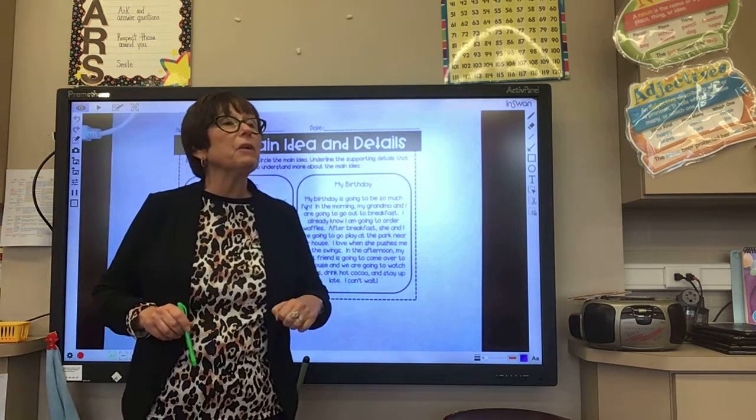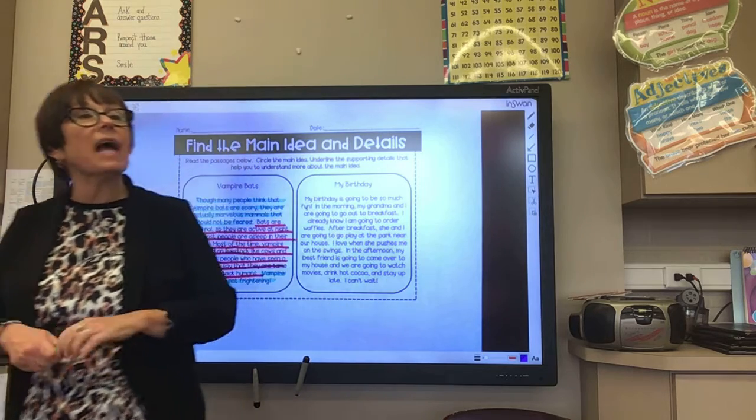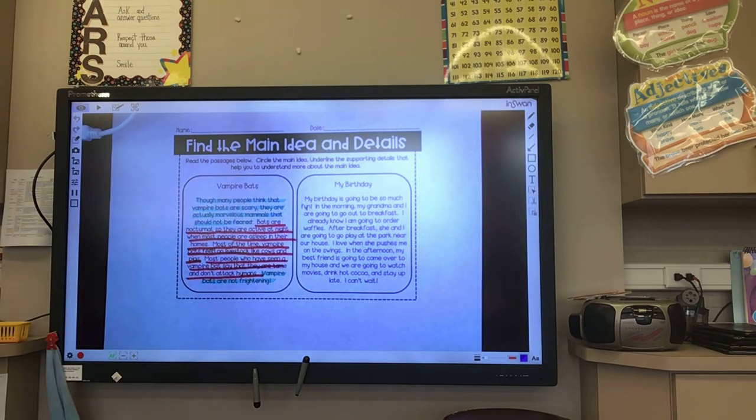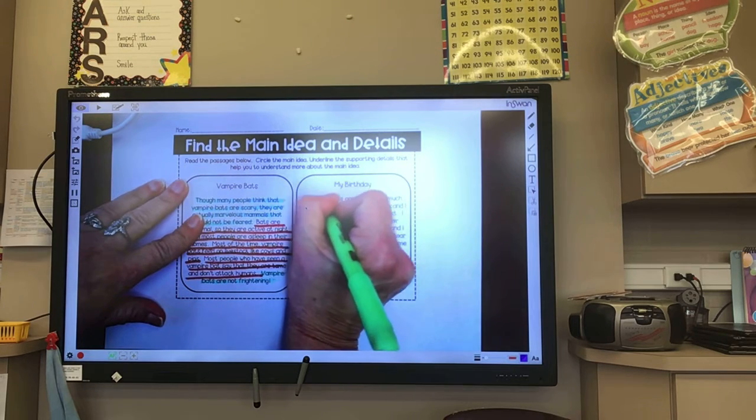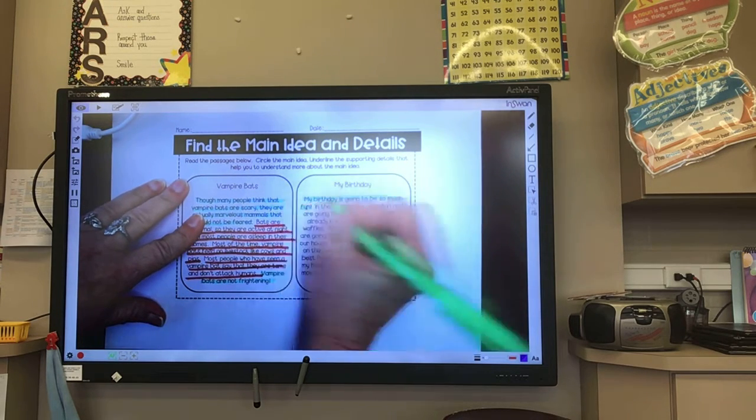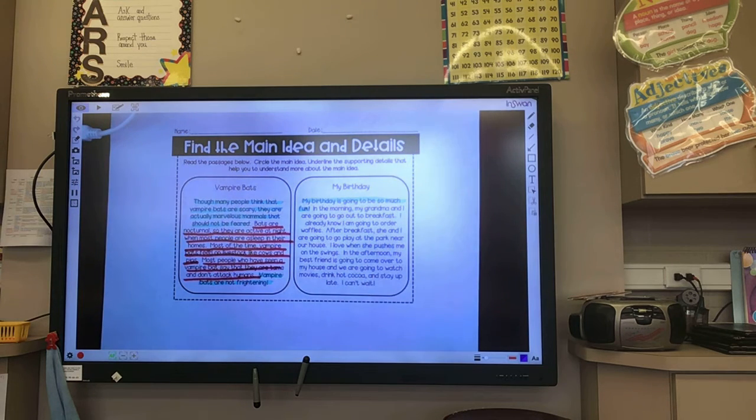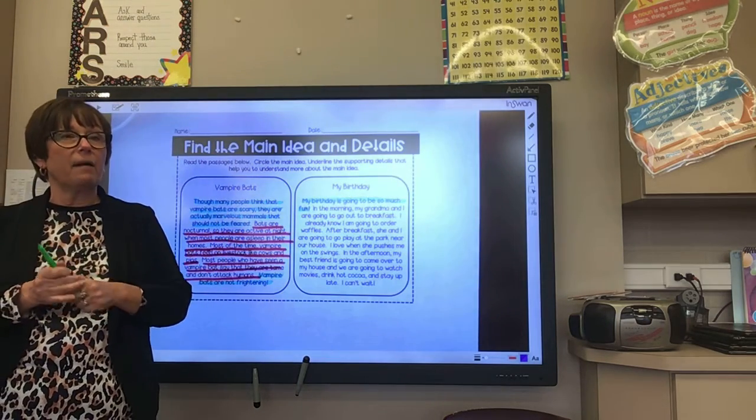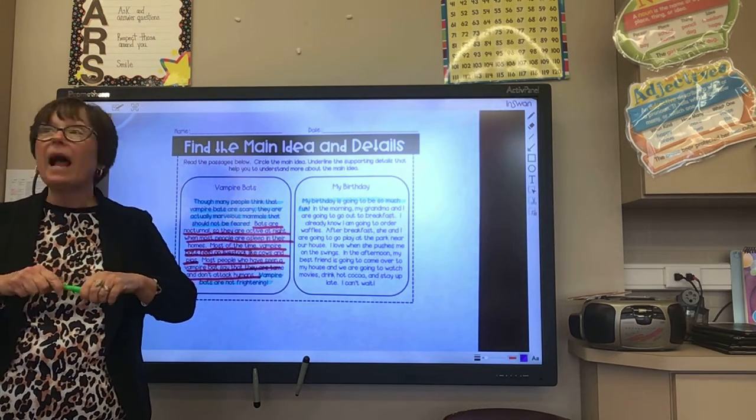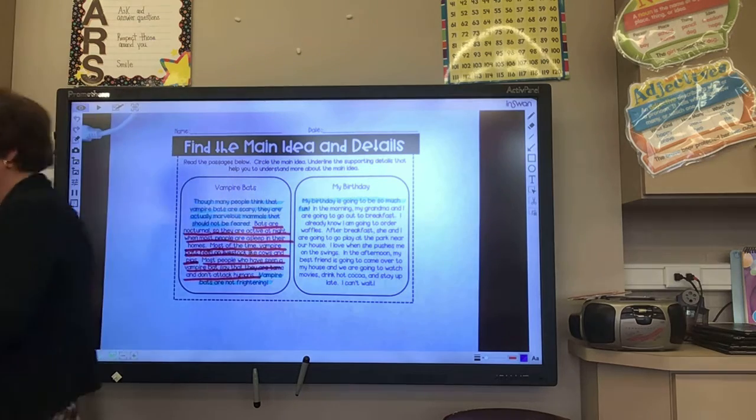Yes, my birthday is going to be so much fun. That is it, exactly. Everybody highlight. My birthday is going to be so much fun. And the bottom? No, that's just it. That's all. Just one. Just the first line? Yeah, just that. Let's underline that. Underline. I mean, highlight.